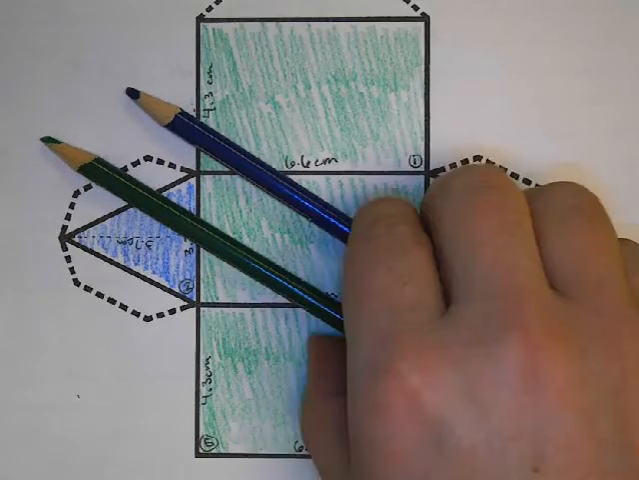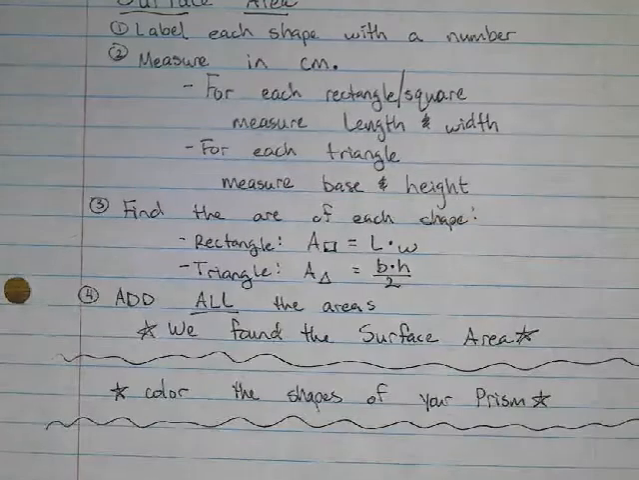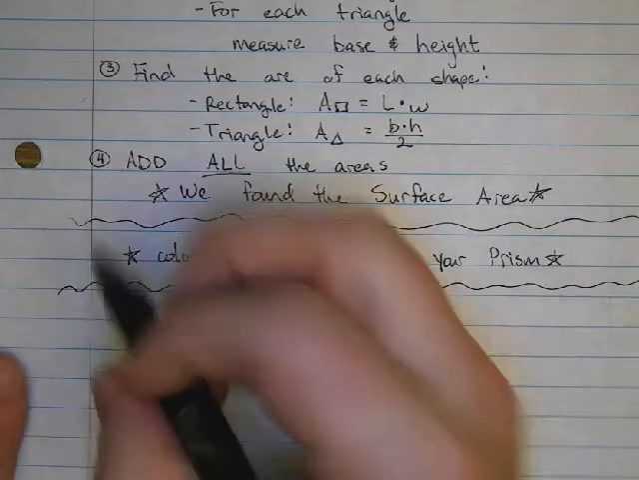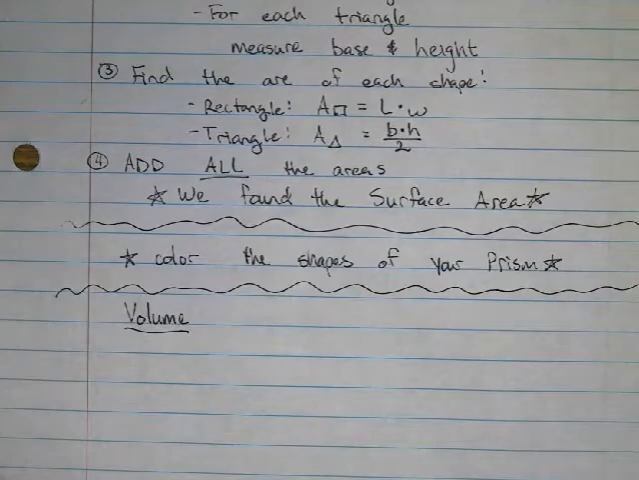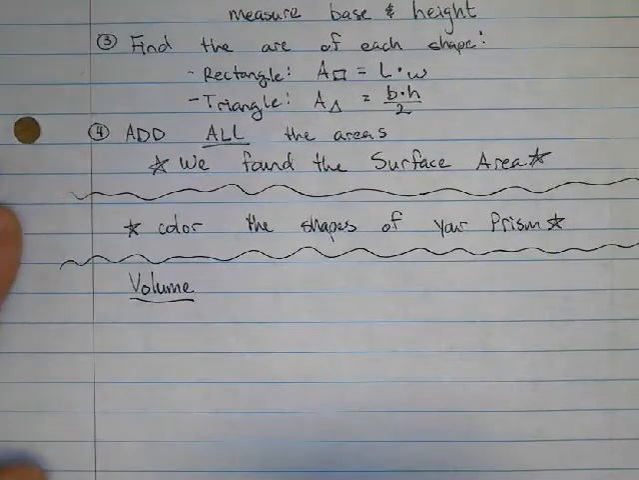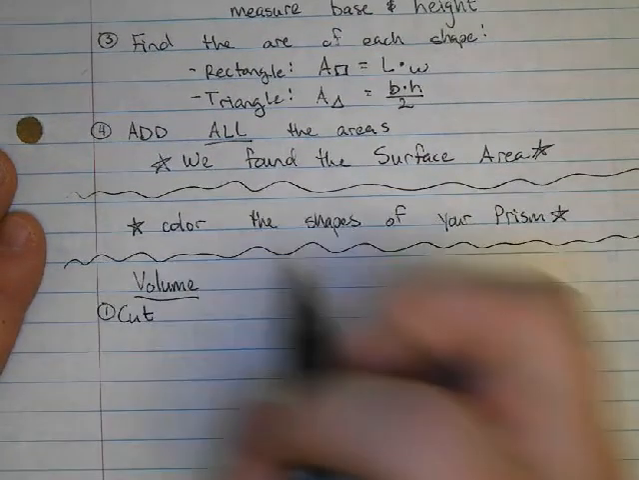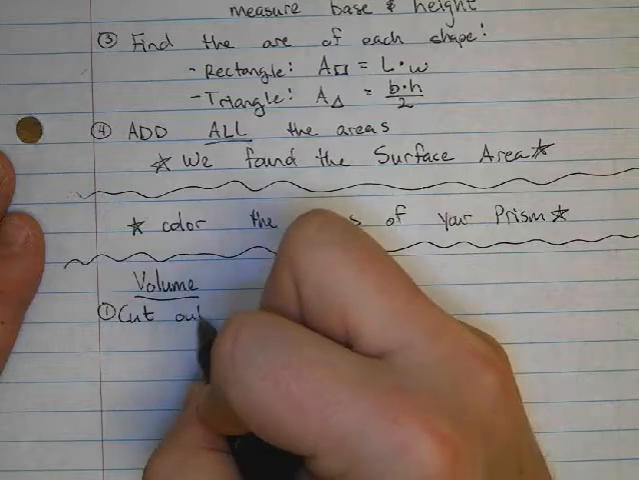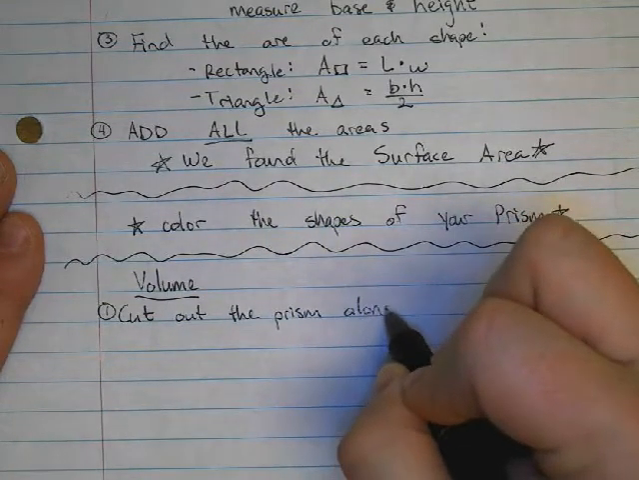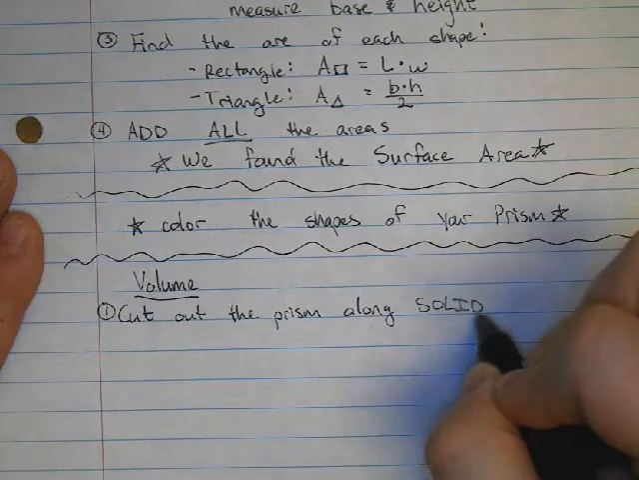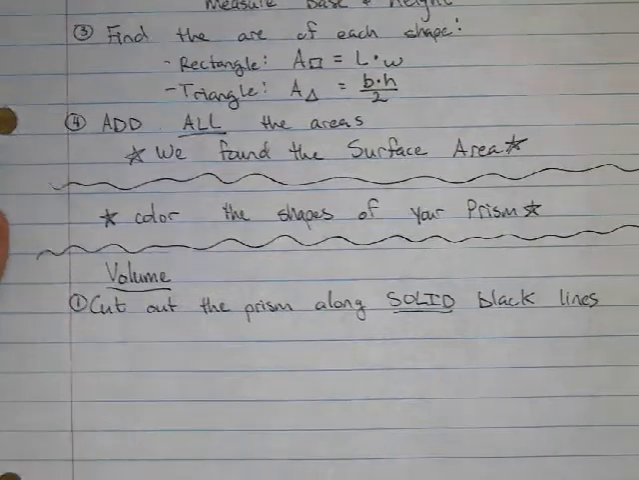Okay, so let's switch back to our notes. So now we're moving into volume. For volume, step 1, we will cut out the prism along the solid black lines.